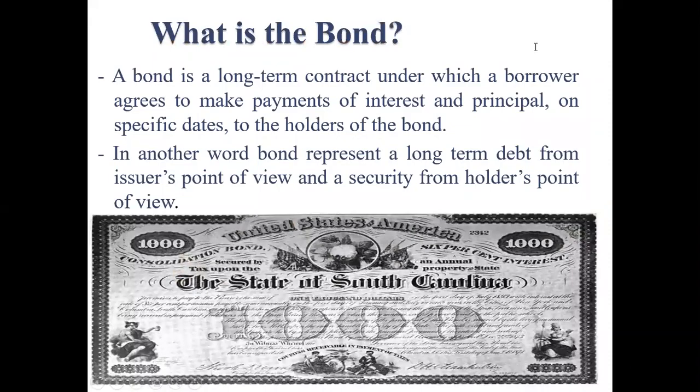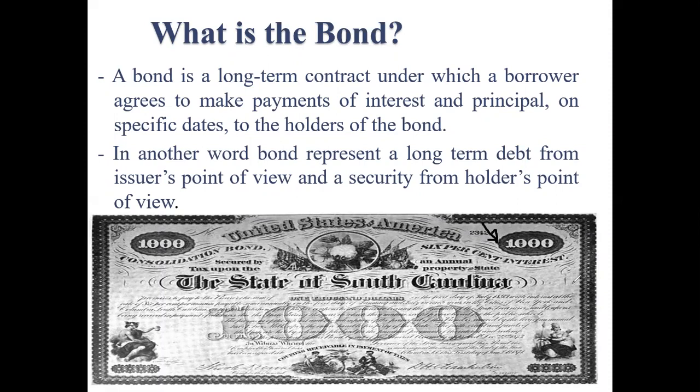So what is the bond? As you see here, this is one of the US bonds, and it is a long-term contract under which borrowers agree to make payments of interest and principal on a specific date to the holder. So as you see here, we have what we call the value of the bond. They usually issue the value at $1,000. So it is important to see this 1,000.